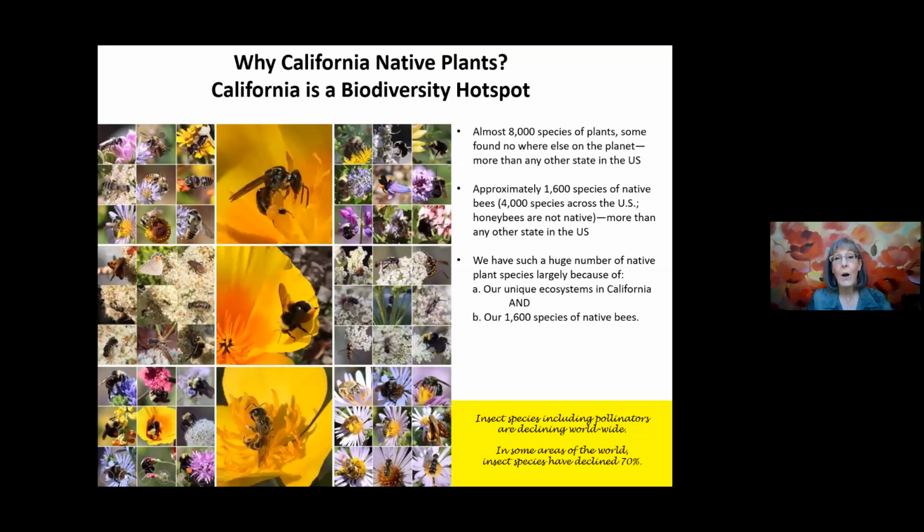So why California native plants? California is a biodiversity hotspot. We have riches in our not agricultural, but our floristic riches. We have almost 8,000 species of plants, some found nowhere else on the planet. We have a lot of species of native bees, about 1,600 species across the state. Honeybees are not native, so I don't really talk about those. And we have such a huge number of native plants.